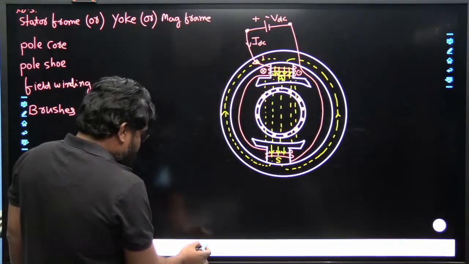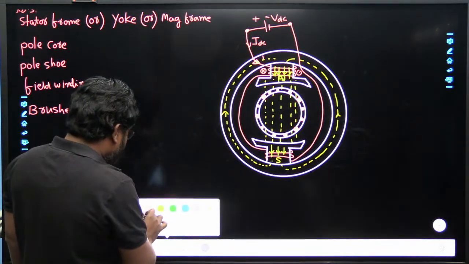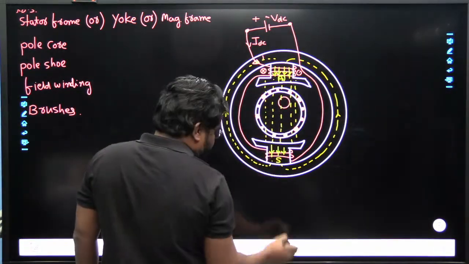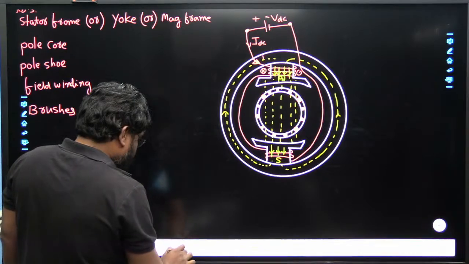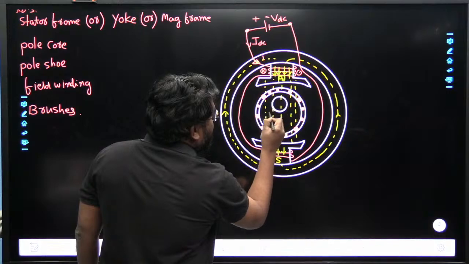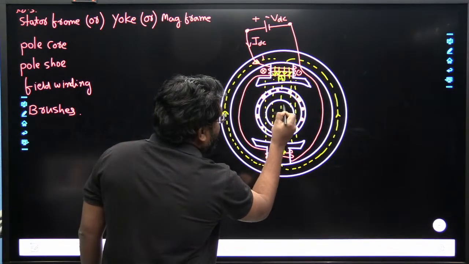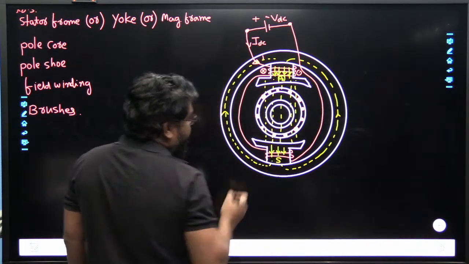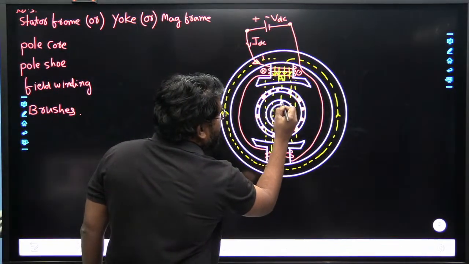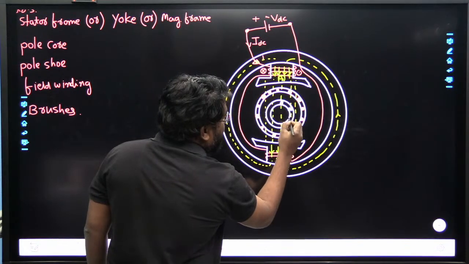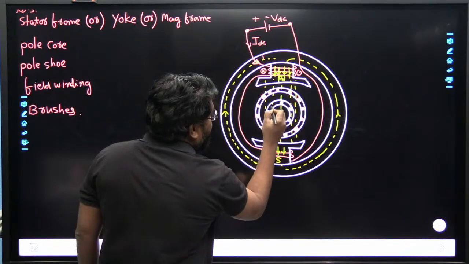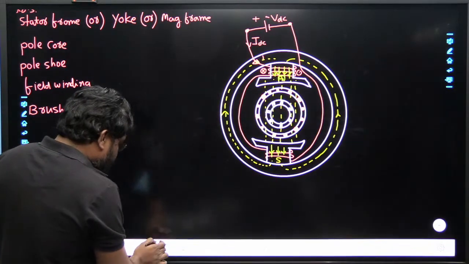Next we have a commutator. Where is the commutator here? This is the commutator part, in between here. This part is the commutator. This commutator is divided into commutator segments. This is one commutator segment, a second commutator segment, and all the commutator segments like this.